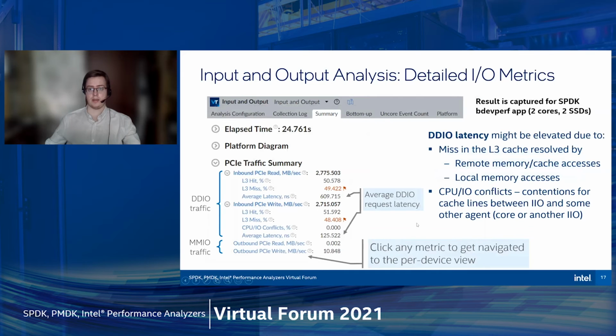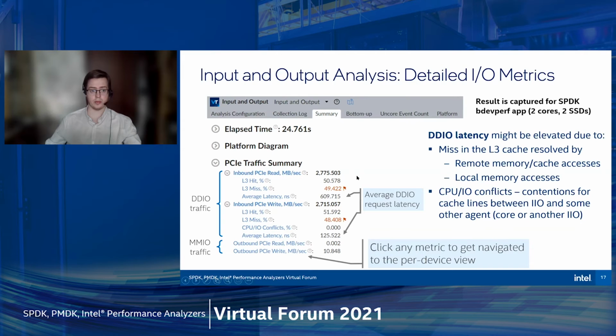Okay, let's switch back to the SPDK application that interacts with the SSD drives. So after the topology is examined and you see the high level picture of how your application is executed on the platform, then you can go to detailed PCIe metrics. At the summary tab of the result, you will find the PCIe metrics summary, which is the summary for the whole platform, for all the sockets, for all the devices that were active during the collection.